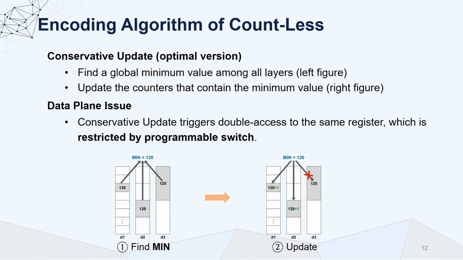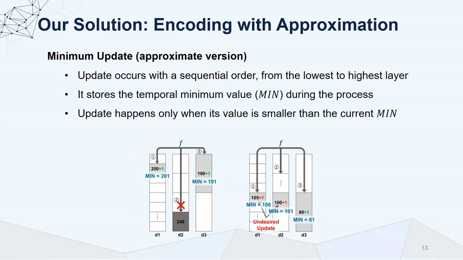While achieving high accuracy, conservative update cannot be implemented on the data plane of the switch, since double access to the same region is not allowed. To deal with the issue, we introduced a novel encoding method called minimum update, which is an approximate version of conservative update. Unlike conservative update, the minimum update strategy updates counters sequentially, following the lowest to highest order.